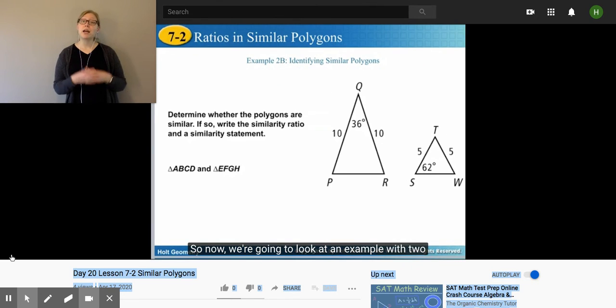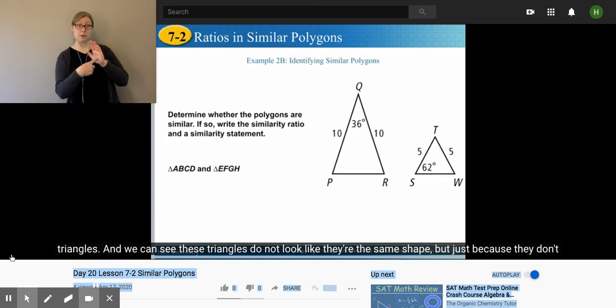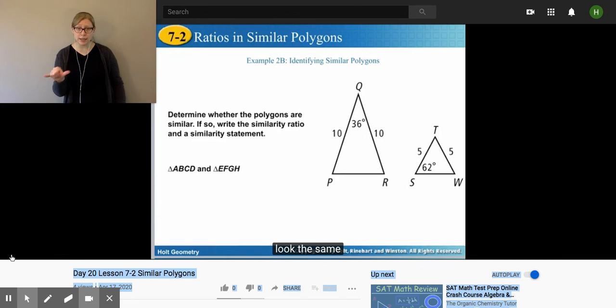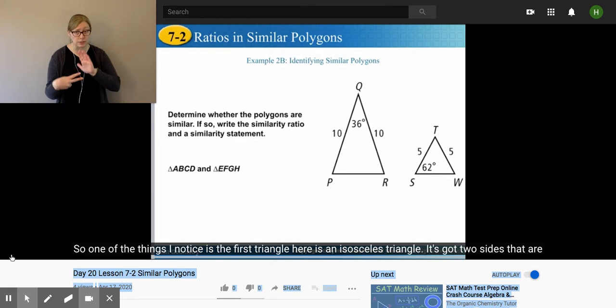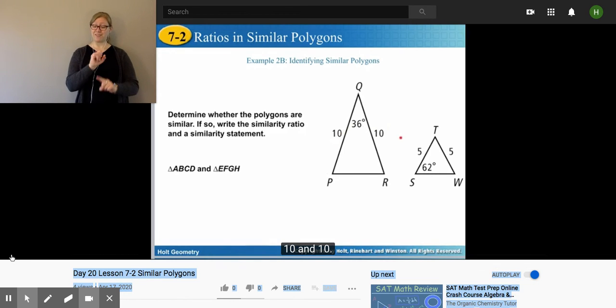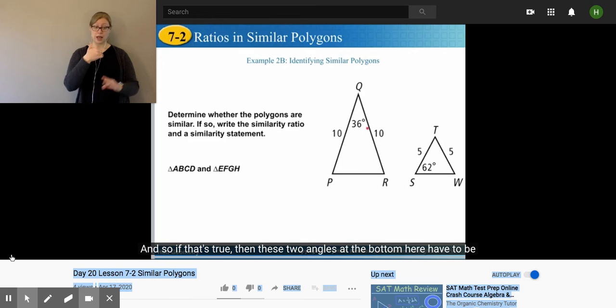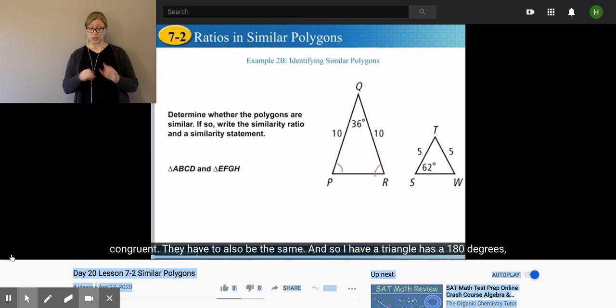So now we're going to look at an example with 2 triangles. And we can see these triangles do not look like they're the same shape. But just because they don't look the same doesn't mean they are not the same. So we have to check this out. So one of the things I notice is the first triangle here is an isosceles triangle. It's got two sides that are 10 and 10. And so if that's true, then these two angles at the bottom here have to be congruent. They have to also be the same.